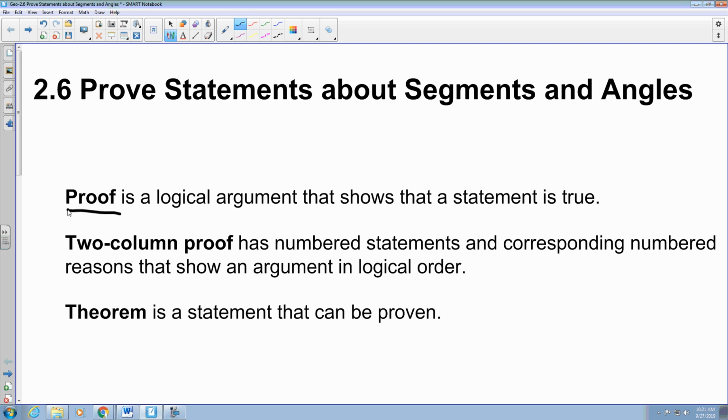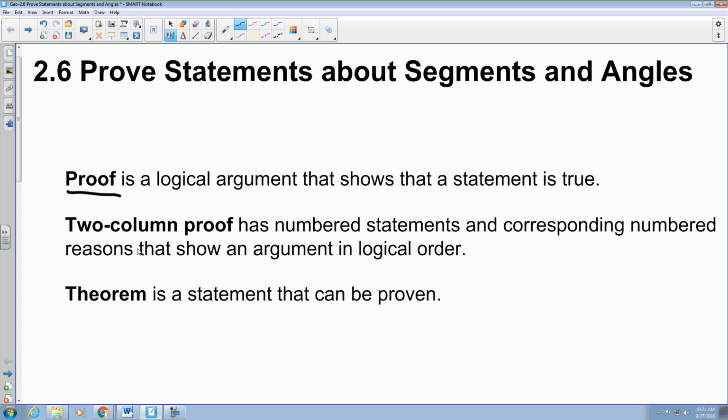Okay. The most common proof that we're going to take a look at quite a bit, not only in this chapter, but in future chapters, is a two-column proof. So the two-column proof has numbered statements and corresponding numbered reasons to show that an argument is in logical order.